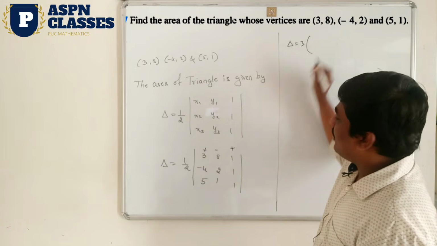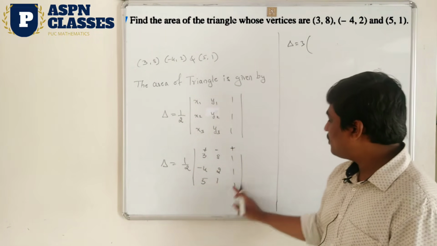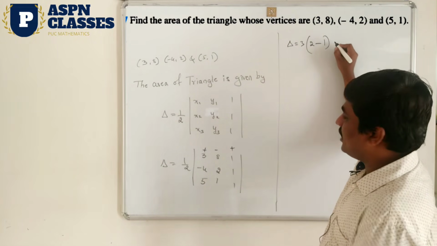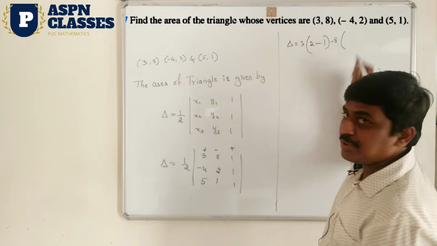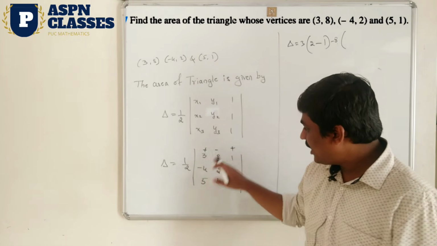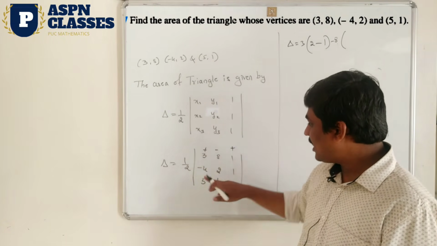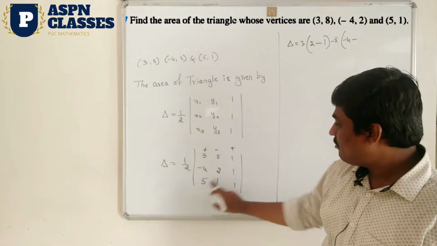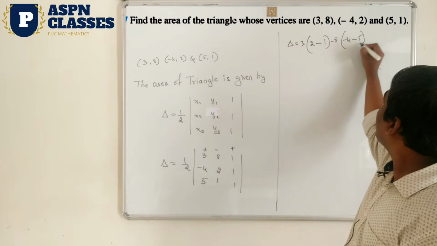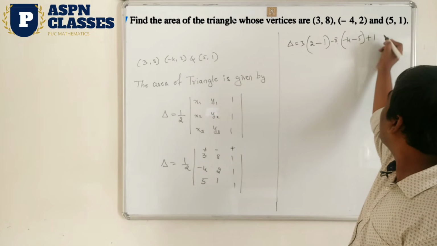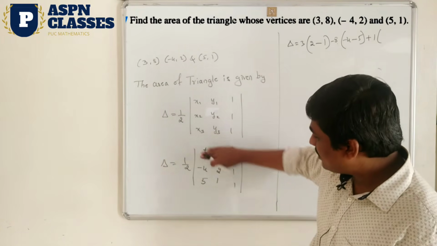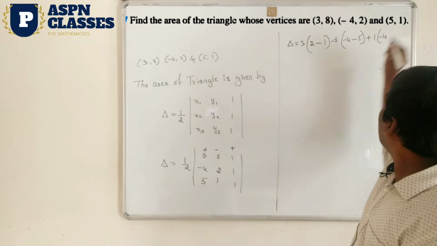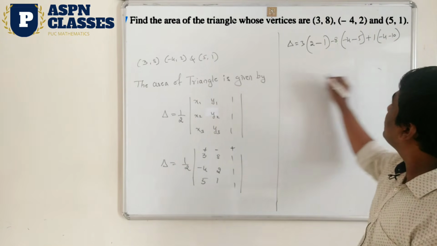So 3 into bracket, first row first column cancelled, 2 into 1 is 2, minus 1 into 1 is 1. Next sign is minus 8 into bracket. For the middle column and first row cancelled, minus 4 into 1 is minus 4, minus 5 into 1 is 5. Next plus 1 into bracket. These two are cancelled, 4 into 1 minus 4, again minus 2 into 5, it means 10, minus 10.